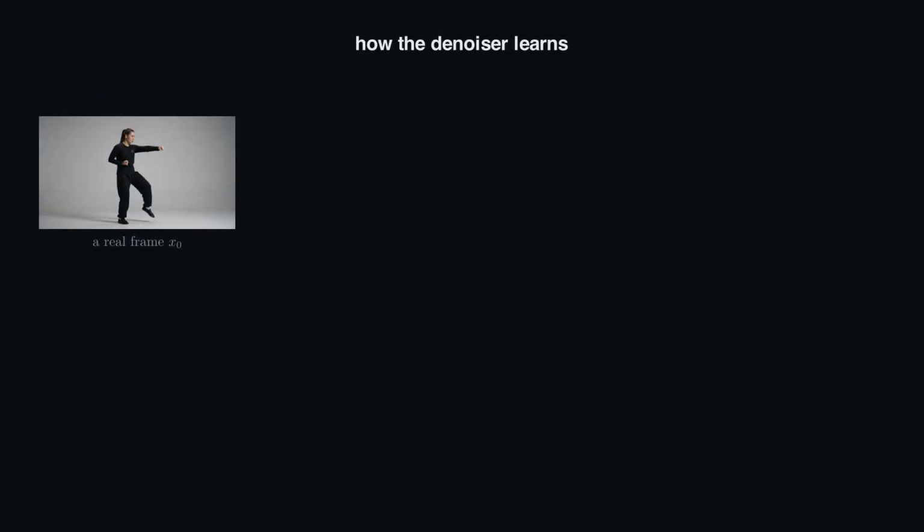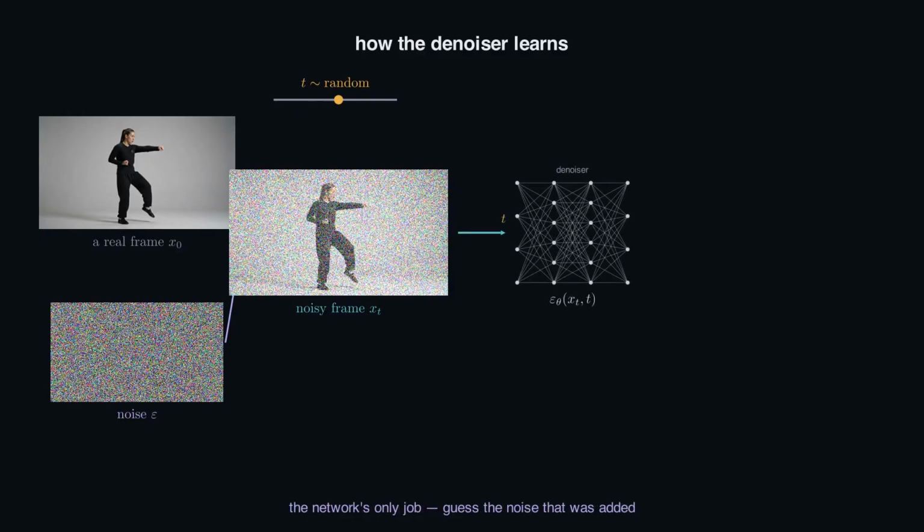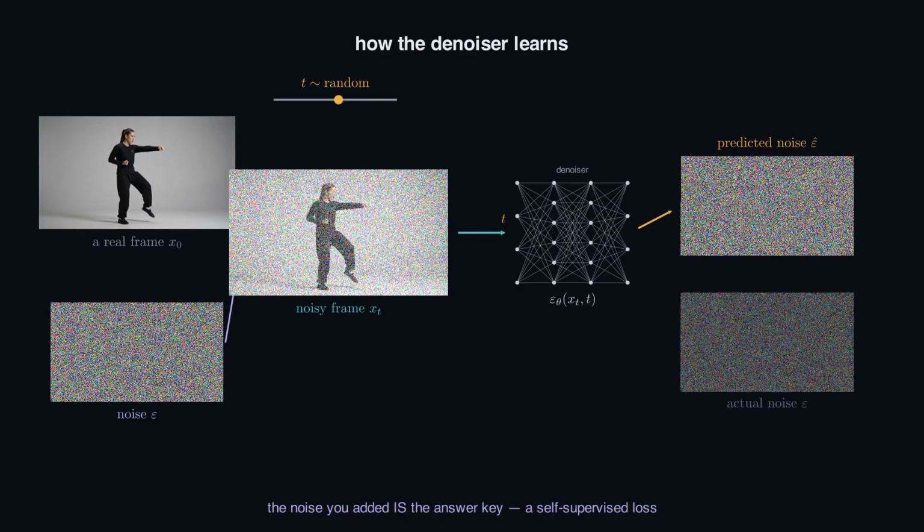We've watched diffusion generate, but how does its denoiser ever learn to predict noise? The trick is stranger than you'd guess. Take that frame, pick a random amount of noise, a random time t, and add it in. Now you have a half-noisy frame and you know exactly how much noise went in. Feed that noisy frame and the level t into the network. It's one job, guess the noise that was added. The loss is simple. How wrong was the guess? The noise you added is the answer key. No labels, no critic. Just spot the noise.